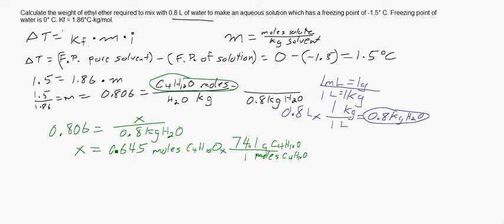So all we're doing here is multiplying 0.645 times 74.1 divided by 1. And these units will cancel out now. And we will get 47.8 grams of C4H10O. That's your answer. That's the weight of ethyl ether required to mix with 0.8 liters of water, and you will make a solution that has a freezing point of minus 1.5 degrees Celsius.